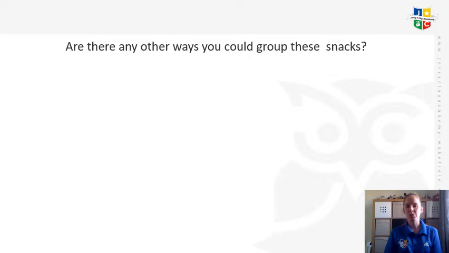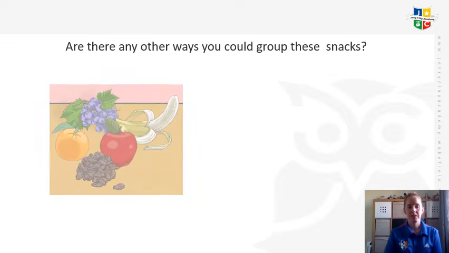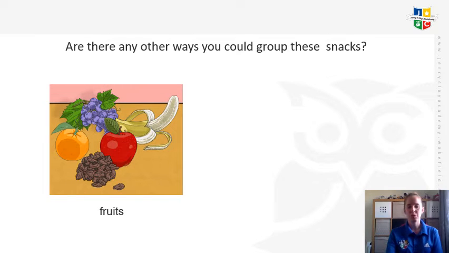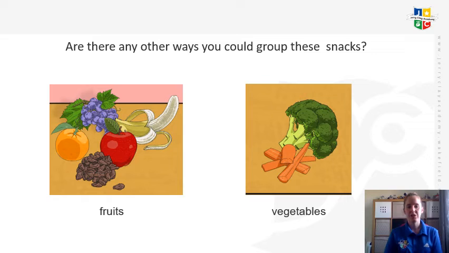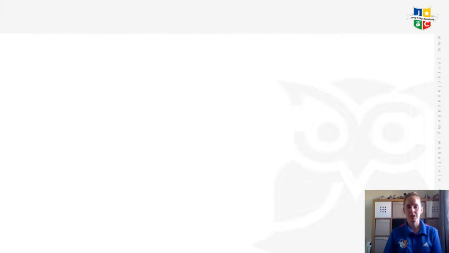But are there any other ways we could group those snacks? So we've just had healthy and unhealthy as a way of classifying them. Are there any other ways? Think of some now. One way is that you could have fruits in one group and you could have vegetables in another group. So on the last slide we had fruits and vegetables.